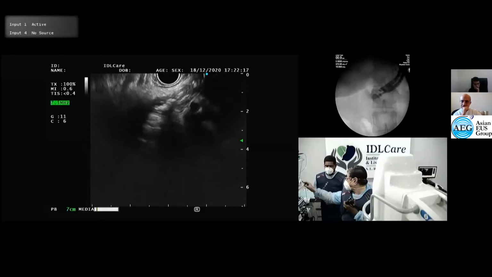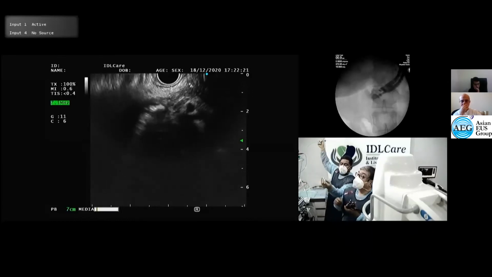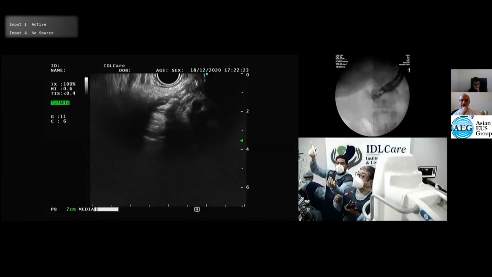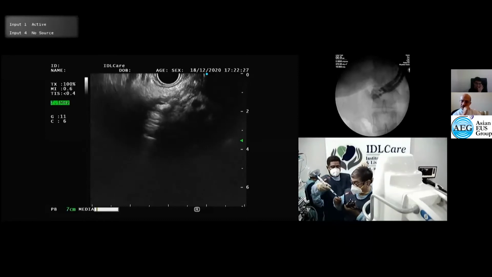So we are using a Boston Scientific 19 gauge needle. I will not make too much effort. I will just make 1 or 2 punctures. If it goes fine, otherwise she is referred for surgery.